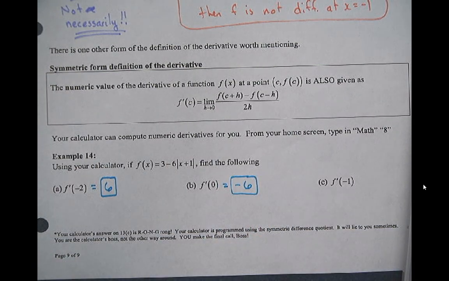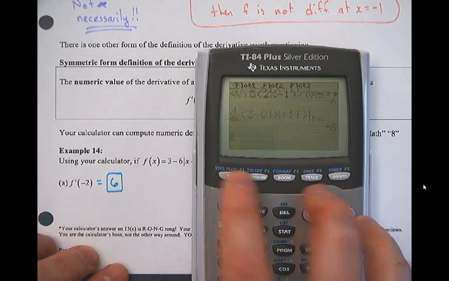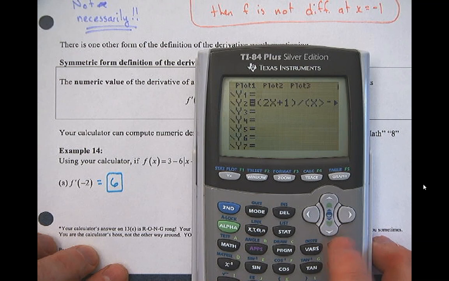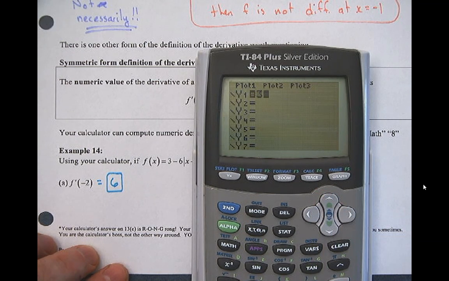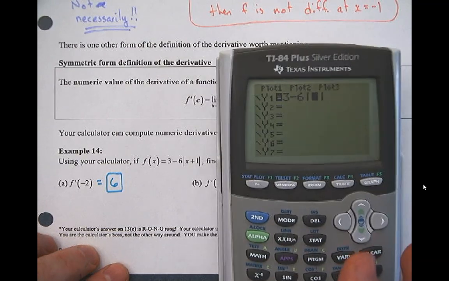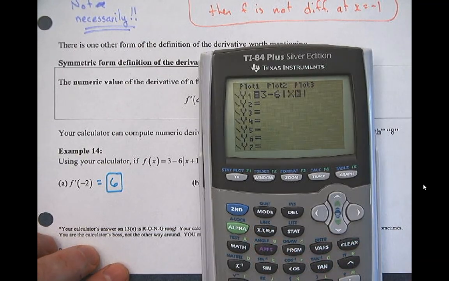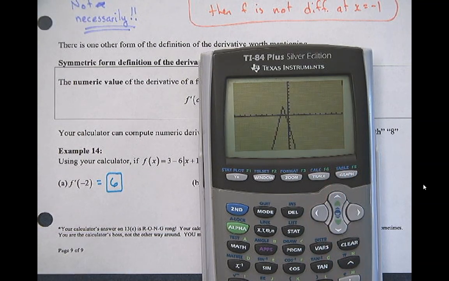Now you can also do this graphically. So if you know that you're going to find the derivative at a lot of different places, I can go here. I'm going to clear out my old stuff. I'm going to put in my equation, 3 minus 6 absolute value of x plus 1. Zoom 6 to give myself a decent window. Okay, that's good enough.